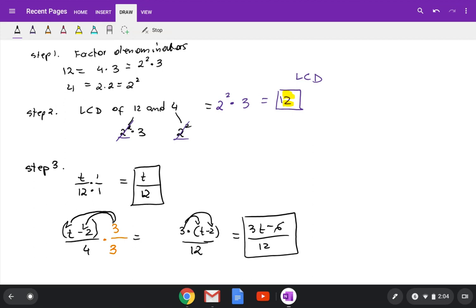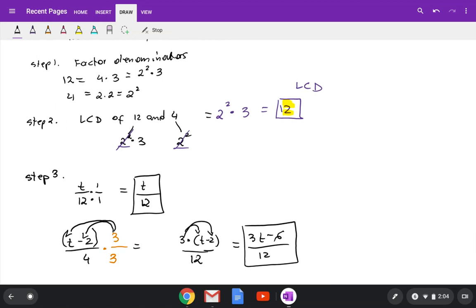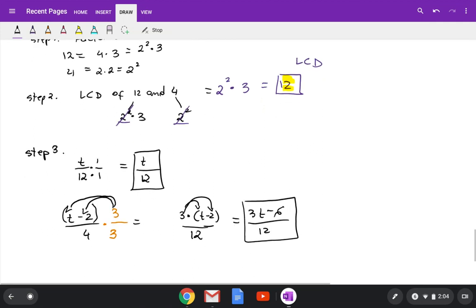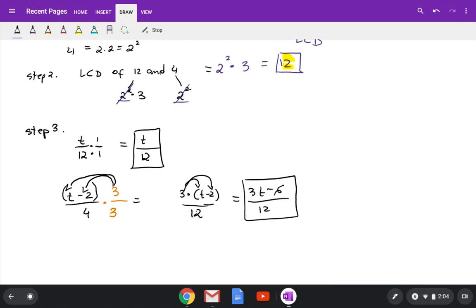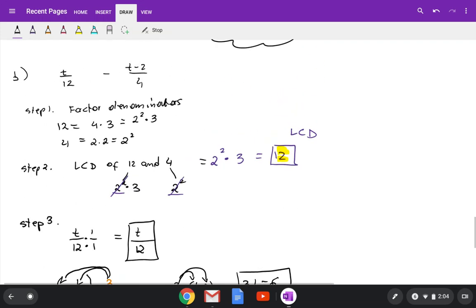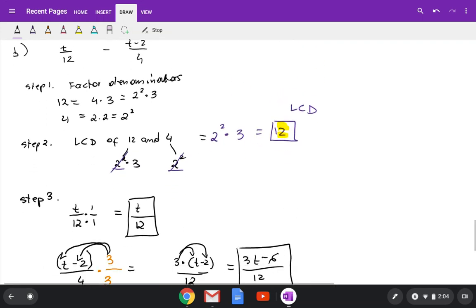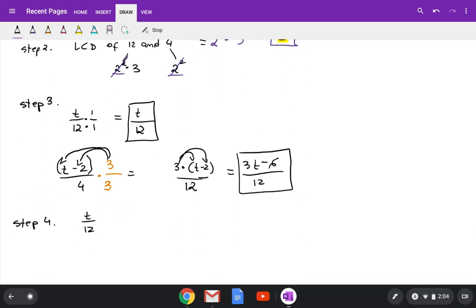So we have it. Step 4, since our two original rational expressions have the common denominator, we're just going to rewrite them and subtract. So again, we have t over 12, going back to the original problem, minus the second fraction, which is 3t minus 6 over 12.